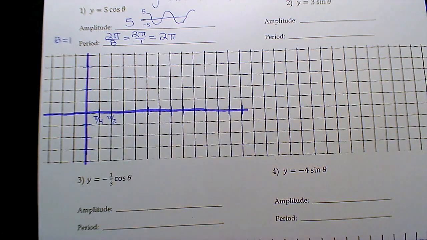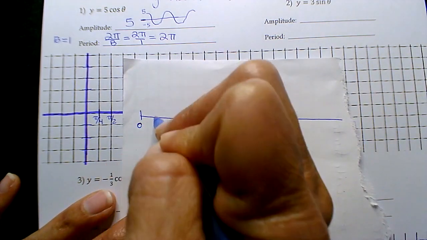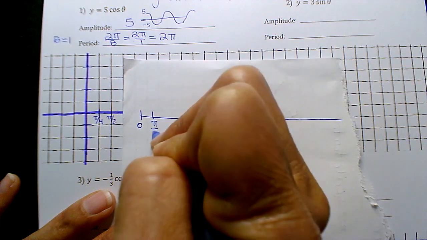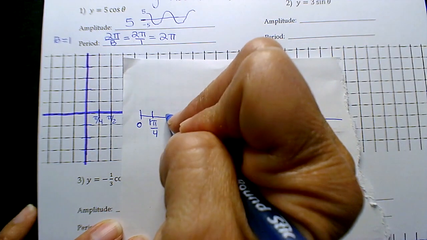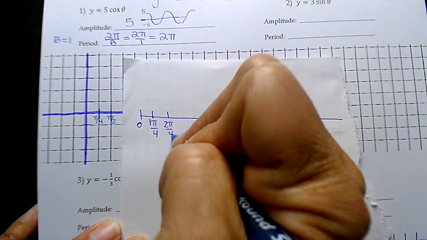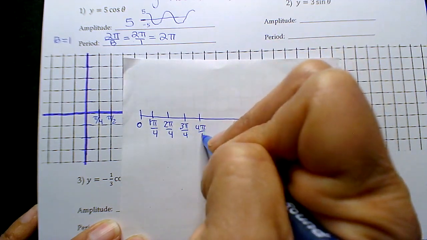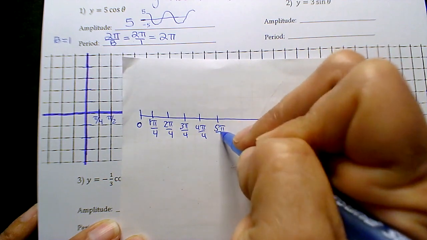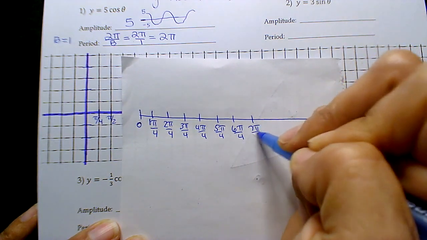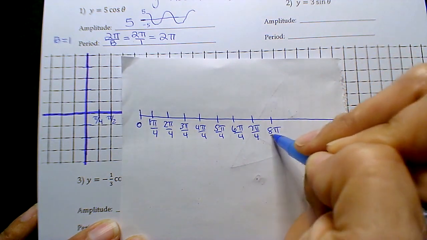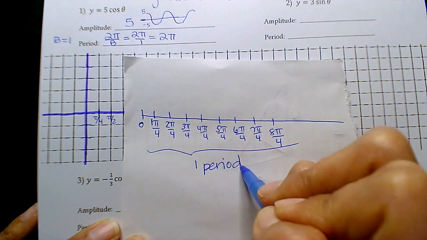I want my first tick mark to be pi over 4, so I want to count my x-axis by pi over 4. So this is 0. My very first one is 1 pi over 4. Then what's the next one? 2 pi over 4. You're going to count 3 pi over 4, 4 pi over 4, 5 pi over 4, 6 pi over 4, 7 pi over 4, 8 pi over 4. This is 1 period.